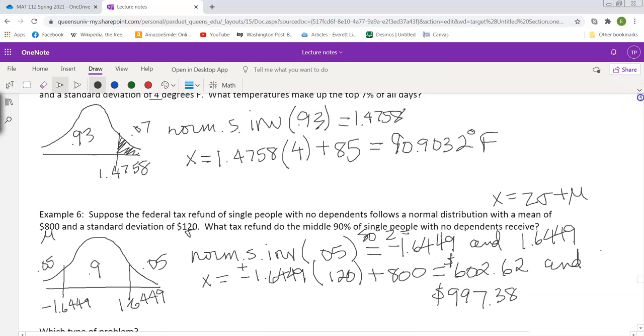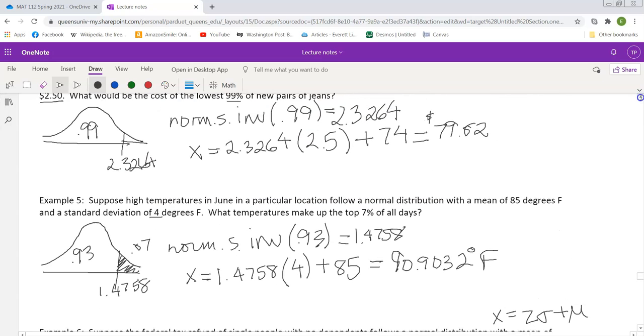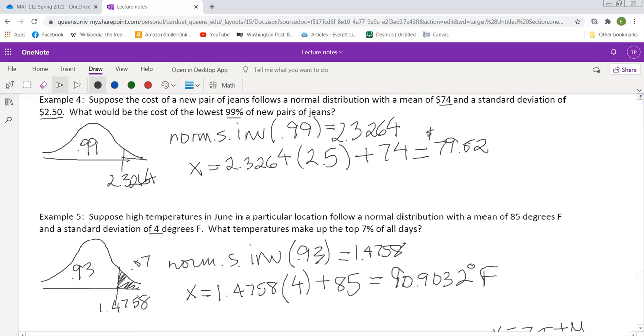I want to point out that I've been very careful with the notation, and I want you to be as well. We don't ever want to put norm.s.inv equals 1.4578 times whatever, because that's not what this is equal to. You say, okay, now I'm basically finished with that, and start with the x equals here.